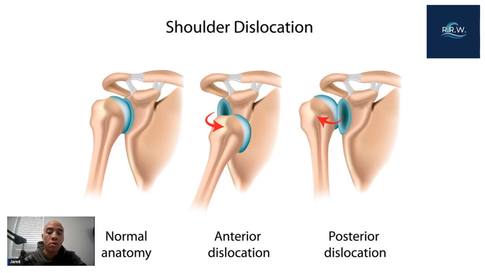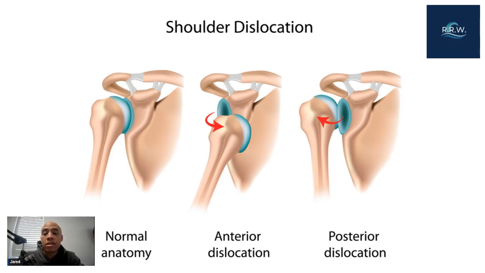The top of the upper arm bone. We have a posterior, which just means that same exact ball and socket, the ball is going backwards to the joint. And then we also have what's not shown in this image, inferior, meaning if this is my ball and socket joint, it comes down. Okay, so we have a multitude of ways that we can dislocate the shoulder, and none of them are pleasant.